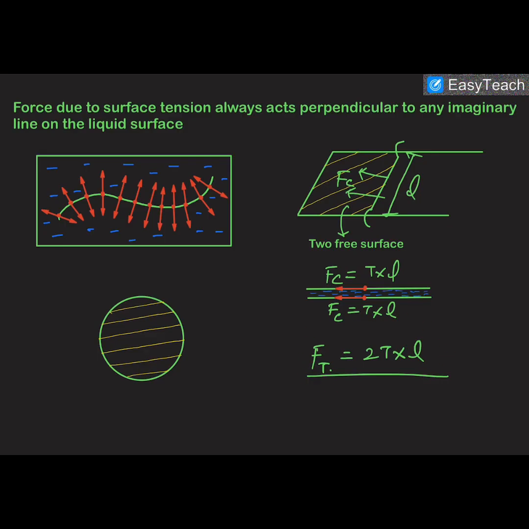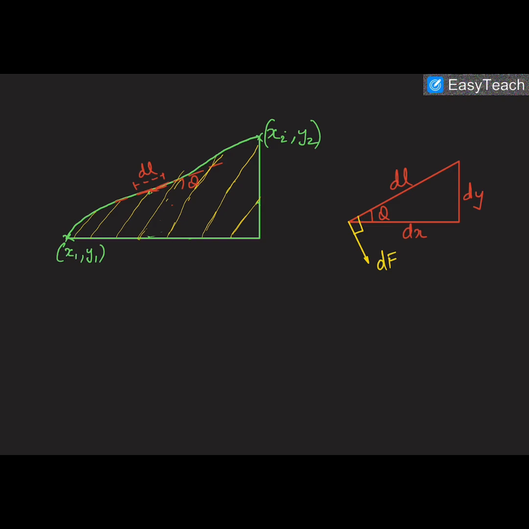Okay guys, now let us discuss a simple case of surface tension. Just imagine this shape of a wire frame, and this is dipped into a soap solution, and this is the liquid film. The coordinate of this point is x2, y2, and the coordinate of this point is x1, y1. Now what we have to do is find the surface tension force acting on this wire frame.